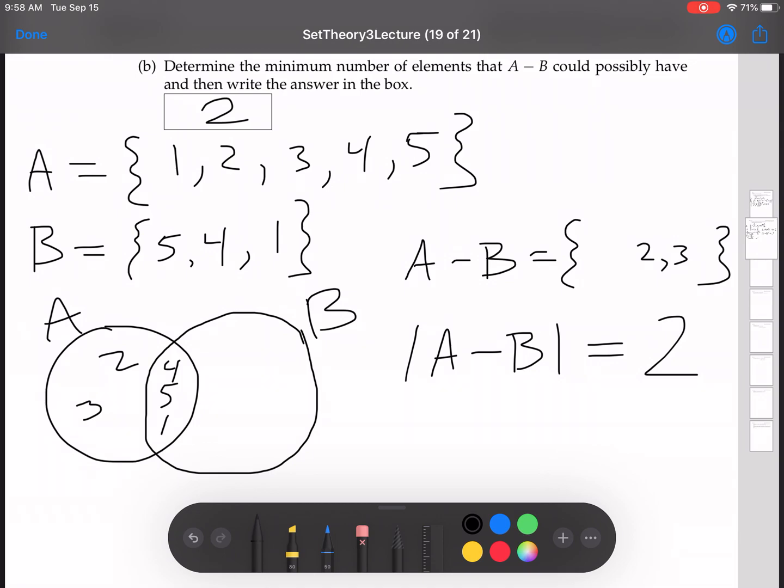Now let's generalize. When do we get a minimum? When B is a subset of A.